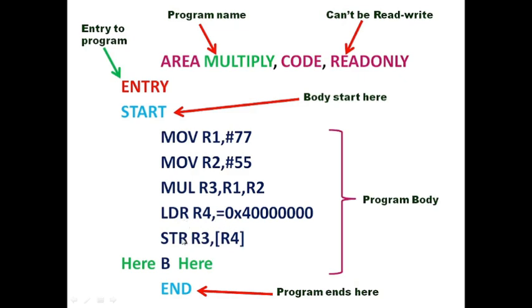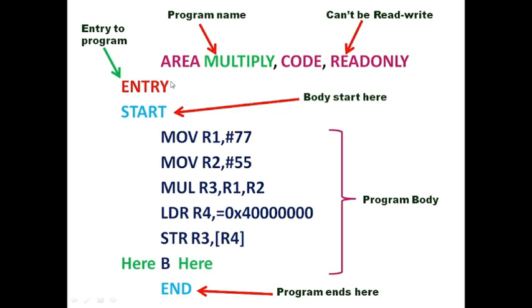Next, we are simply storing the resultant value which is available in the register R3 to the memory location pointed by R4, where R4 contains this number, which will be treated as the memory address. Next is the instruction which is branch to the label here, and that itself is here, which says that the control stays here only.